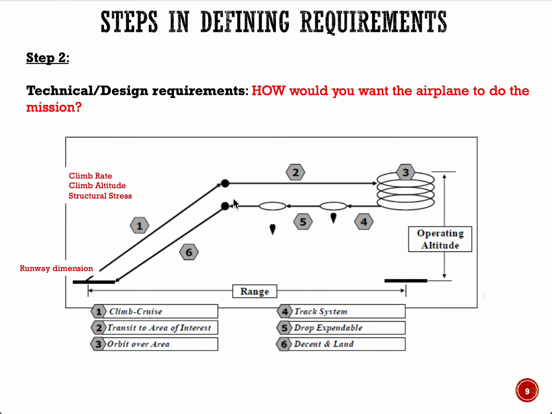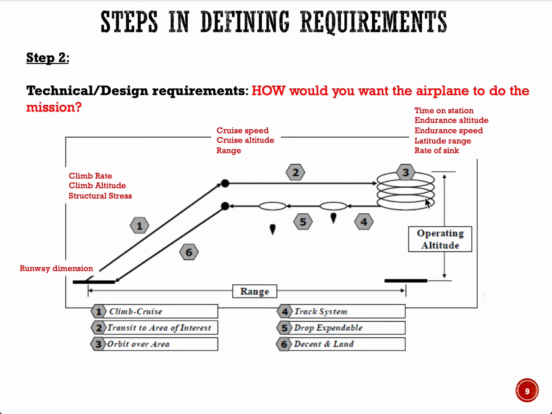And you also want to specify, when the aircraft is climbing, what is your required climb rate? What do you want the climb altitude to be? What do you want the structural stress to be while climbing? While cruising, you have to think about what you want the cruise speed to be, what you want the cruise altitude to be, and how much range you're expecting to get out of the design of the aircraft.